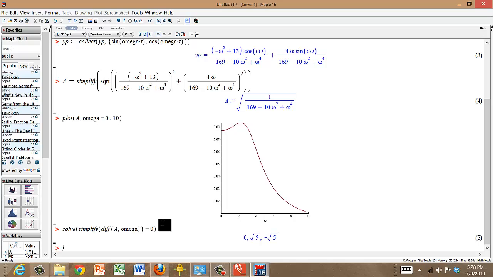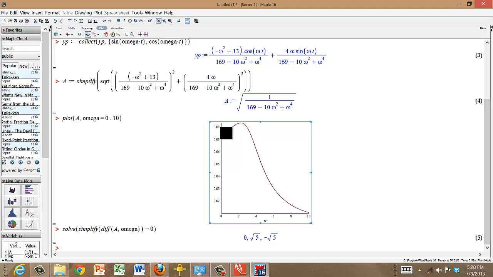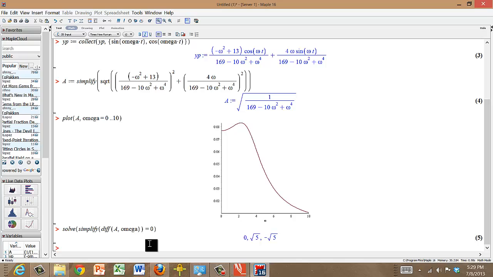When I solve it, I find I get 3 critical points. One here at 0, which we can see is a local min. We have one at root 5, which is just a little bit bigger than 2, and that one's going to be our max. And then we have another one at negative root 5. This graph would be symmetric if I plotted the other half. That's not what I want. So the square root of 5 is going to be our resonance frequency.